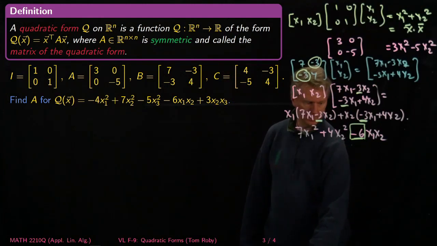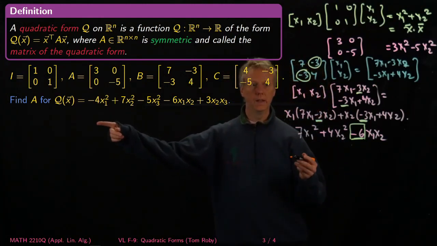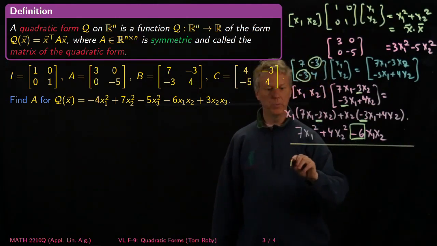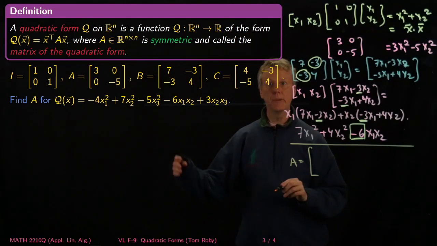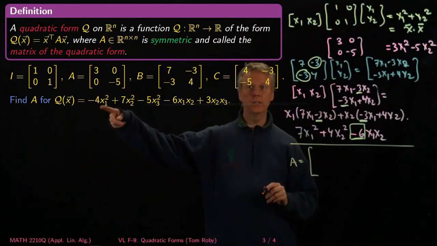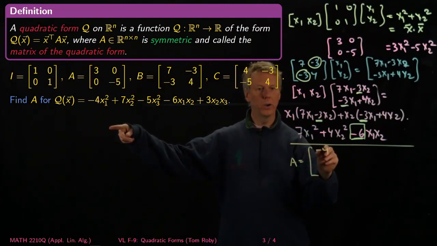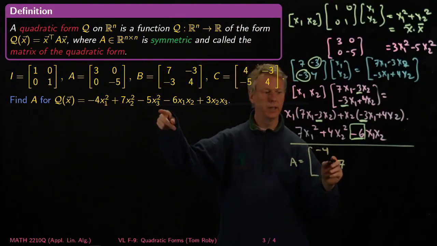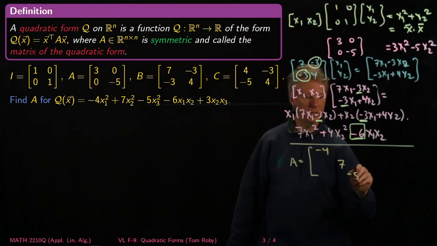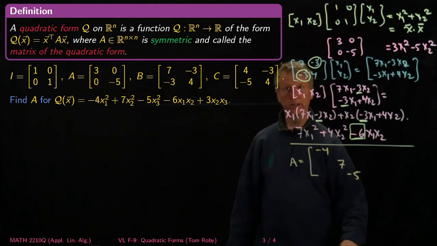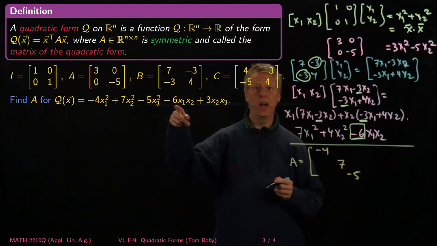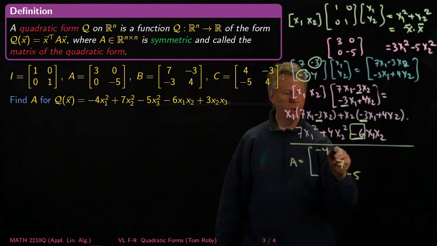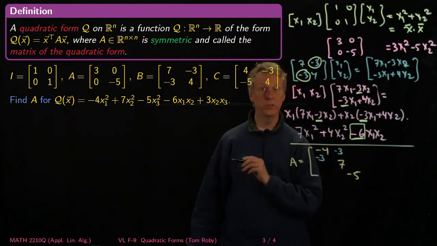So let's see. In order to get the matrix A that corresponds to that, well, what do I need? If you think about the analysis we just did, it looks like I'm going to want a minus 4 as the first diagonal entry, and a 7 as the second diagonal entry, and a minus 5 as the third diagonal entry. And now for the off-diagonal entries, well, I have a minus 6x1, x2, so that means I must have had a minus 3 in the 1, 2 entry and another minus 3 in the 2, 1 entry.